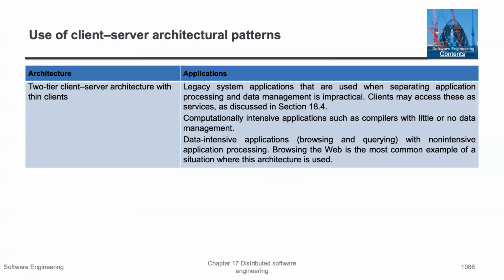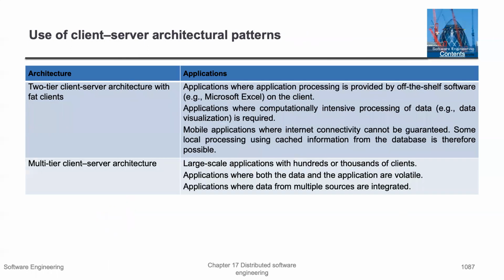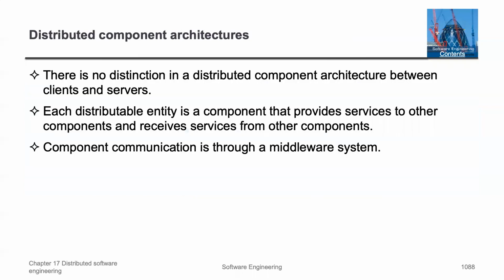For the use of the client server architectural patterns, there's a two-tier client server architecture with thin clients. So this is largely dealing with legacy system applications. There's a two-tier server architecture with fat clients and the applications where application processing is provided by off-the-shelf software, maybe Microsoft applications. And then there's a multi-tier client server architecture where large-scale applications, where there's hundreds or thousands of clients and applications where both the data and the applications are volatile. So those are some things to keep in mind.